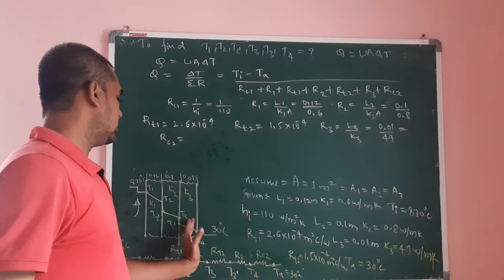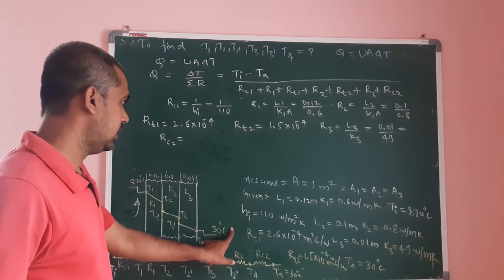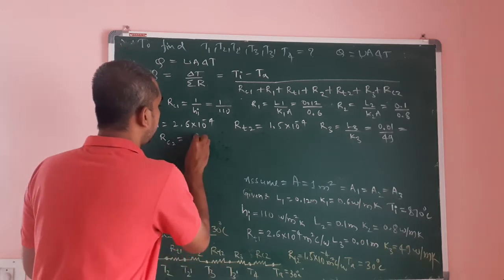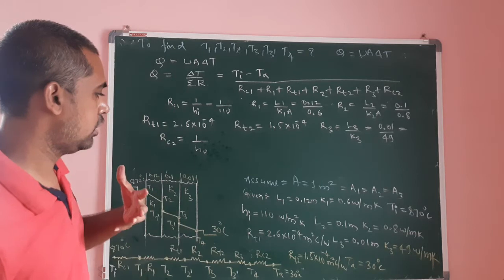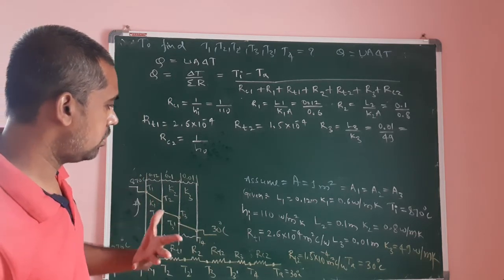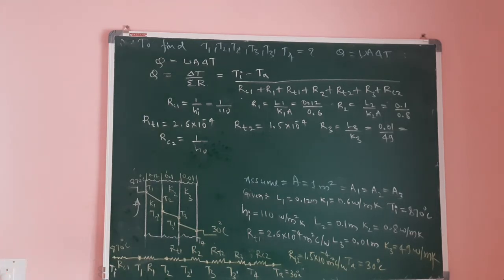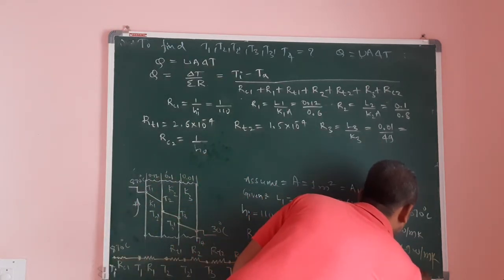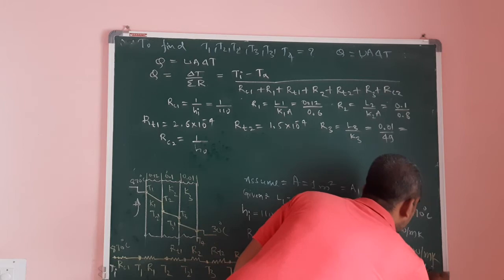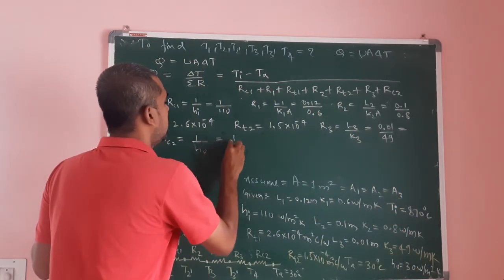RC2 we again have to be careful. Here again there is a convection heat transfer from this surface to the ambient. Therefore it will be 1 divided by H0 into A. A is 1, therefore it will be 1 divided by H0. H0 is given in the problem as 30 watt per meter square Kelvin. Therefore you have to calculate 1 divided by 30.